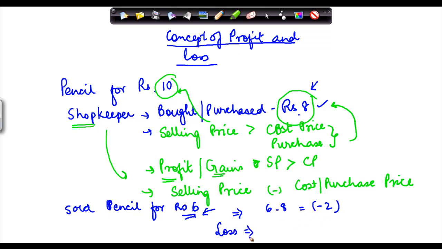And if you calculate loss, loss occurs when the selling price is less than the cost price. Here it was the reverse. In case of a profit, the selling price was greater than the cost price. And in case of a loss, the selling price is always less than the cost price. So this is the concept of profit and loss, and how it applies to mathematics is what we see in the next video.